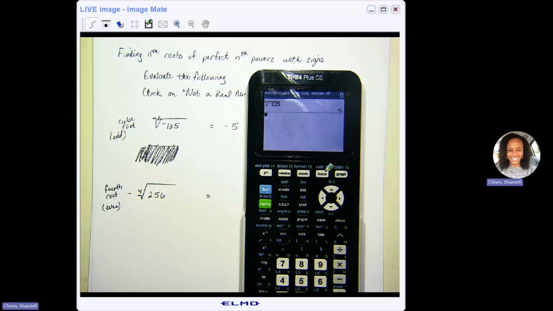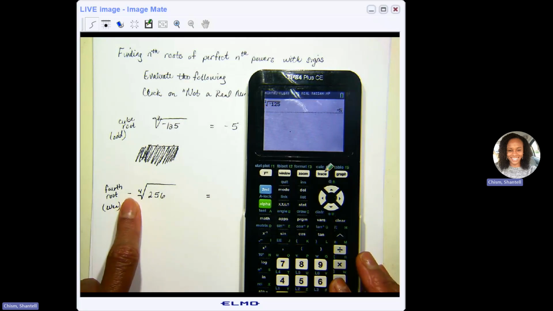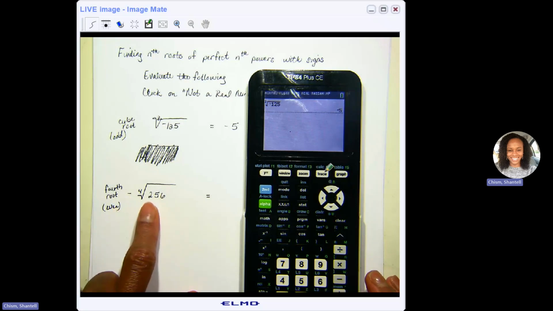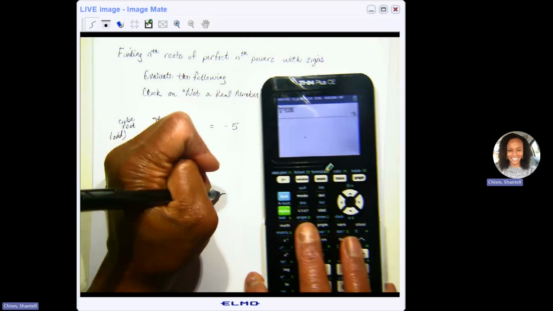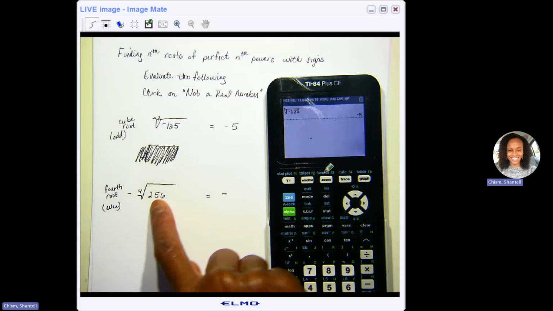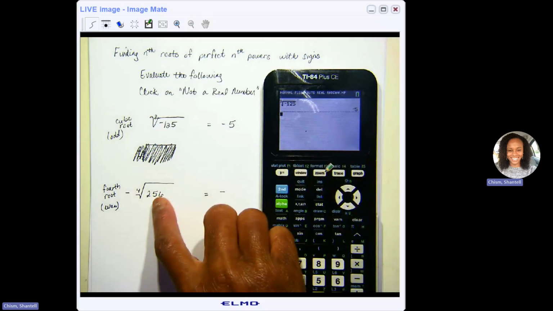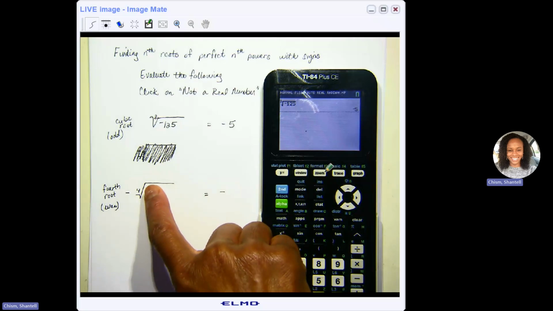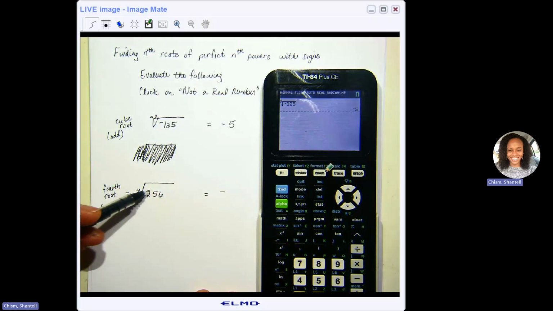Okay? Let's look at this one, fourth root. Notice that the negative is out front, which is just fine. As long as the negative is out front and not under the radical, we can do it. Just bring the negative over, and then you're going to take the fourth root of 256. If the negative was under the radical, you could not do this one. It would be no real number, okay? Because you cannot take a negative. You can't take an even root of a negative. 4 is an even root, okay?